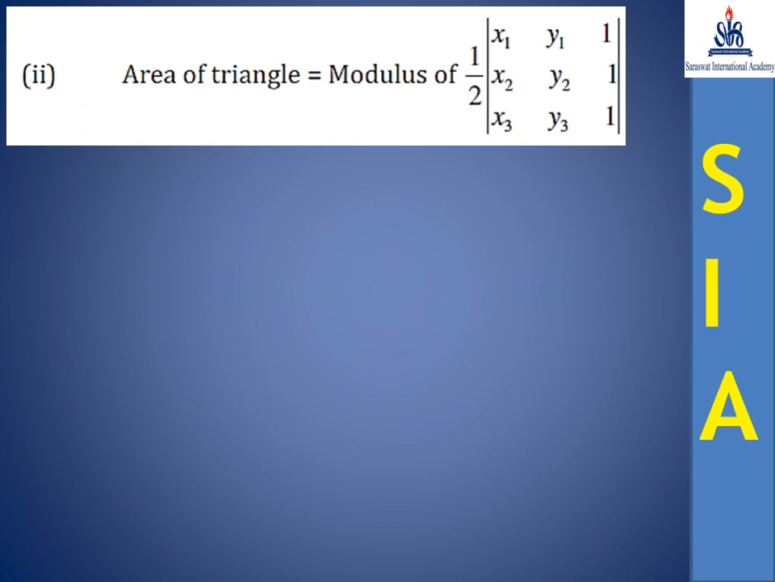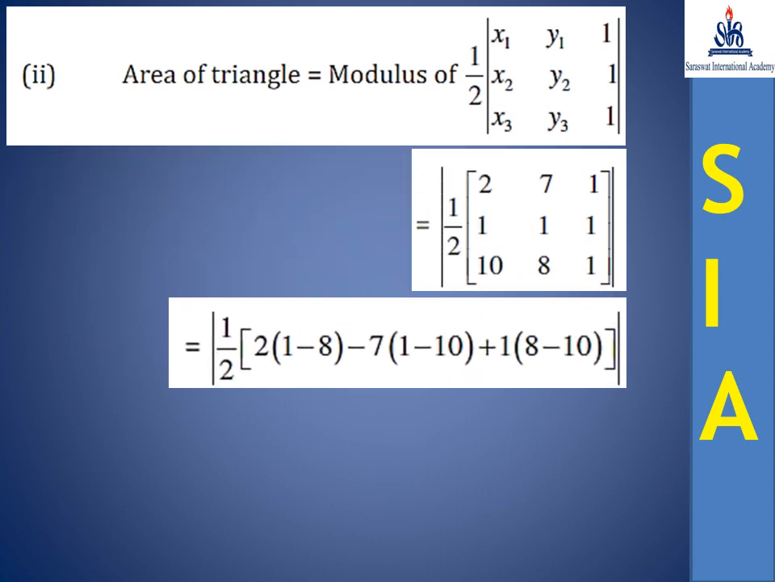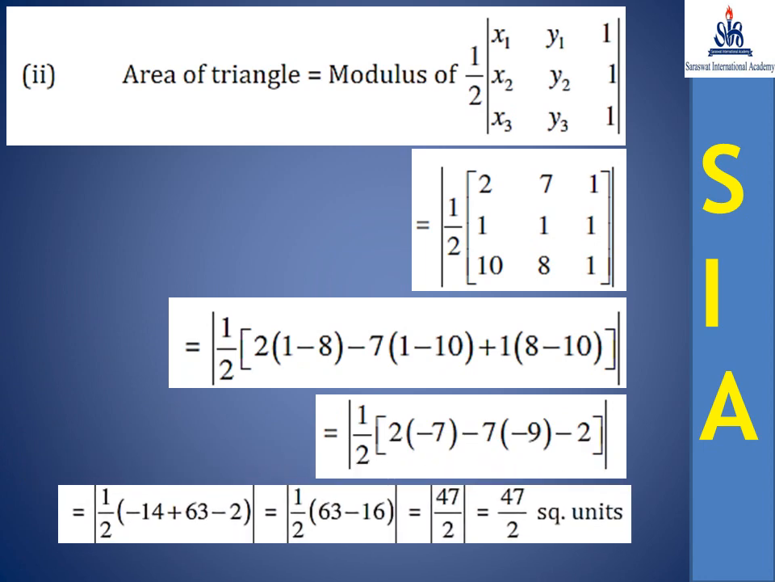Same as I explained, now the second. Area of the triangle, same formula half of the determinant x1 y1, x2 y2, x3 y3, 1 1 1. Here x1 y1 is 2 comma 7, x2 y2 is 1 comma 1 and x3 y3 is 10 comma 8. Further calculate using the definition of determinants, simplify again, and definitely your answer is 47 by 2 square units. Yes students, 47 by 2 is your second question answer for the area of the triangle. Now I go to the third one.